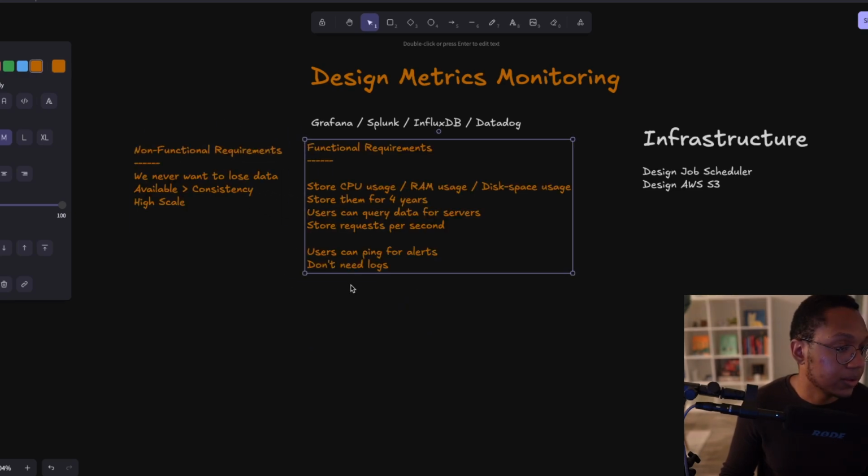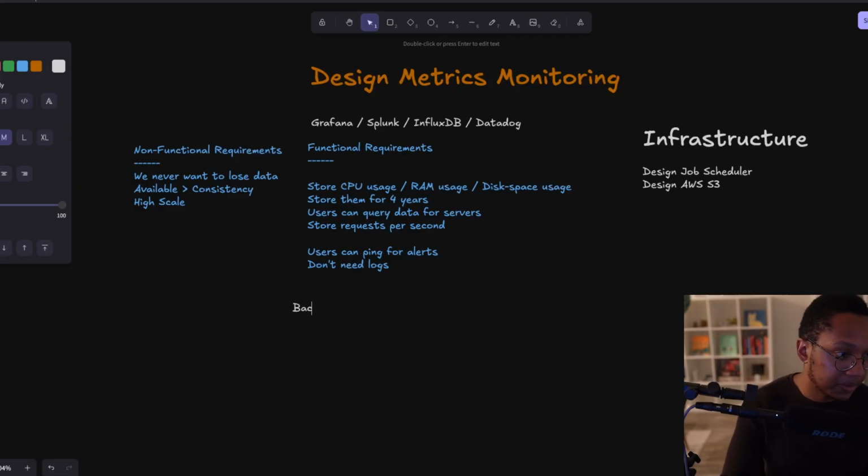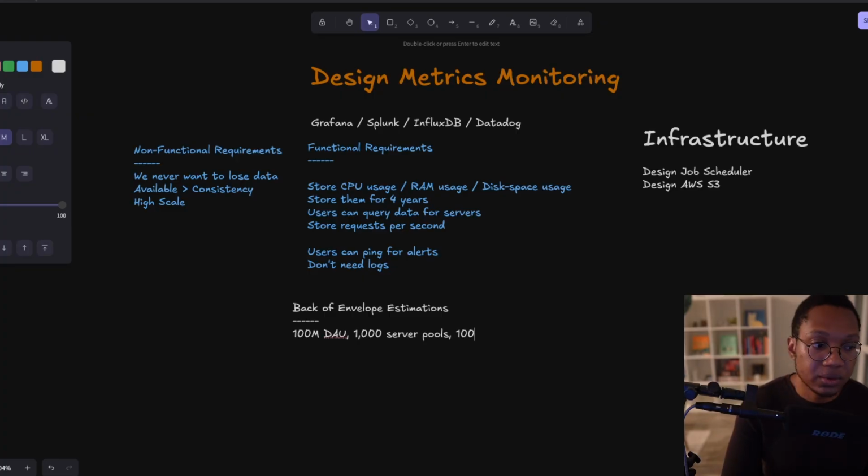So let's mark these in maybe blue. I don't know if that's a nice color. And then go into the second one, which is back-of-the-envelope estimations. So what we'll do is we'll say that we have 100 million daily active users, and we have 1,000 server pools, and each of these 1,000 server pools will hold 100 machines.